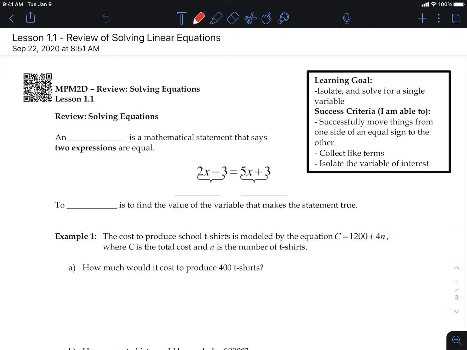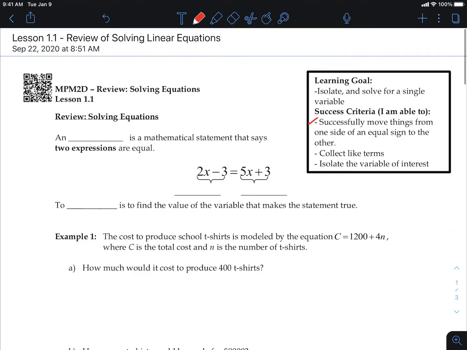Okay, so for solving linear equations, we want to successfully be able to move things from one side of an equal sign to another. You should have done that in grade 9. That just means if it's addition on one side, I can subtract from both sides, and that's how we move things from one side to the other. We'll do that today, okay?